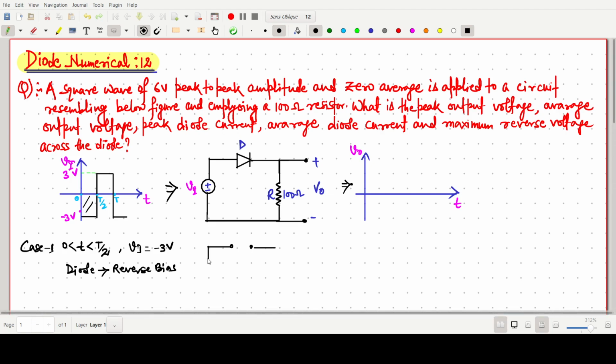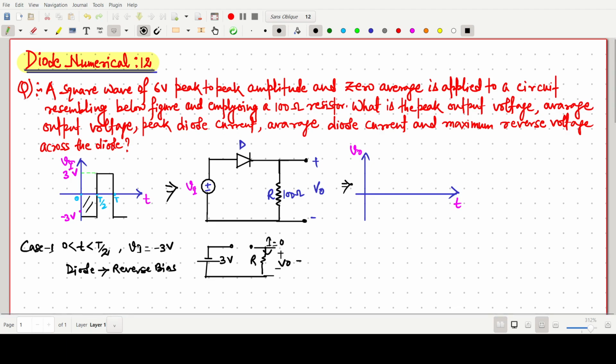In the simplified circuit, the voltage is minus plus, V naught across R, and this one is minus 3 volt. It is an open circuit, so the current I will be 0. So V naught will be simply 0 volt. So in between 0 to T by 2, the output voltage will be simply 0. I am just marking it 0.